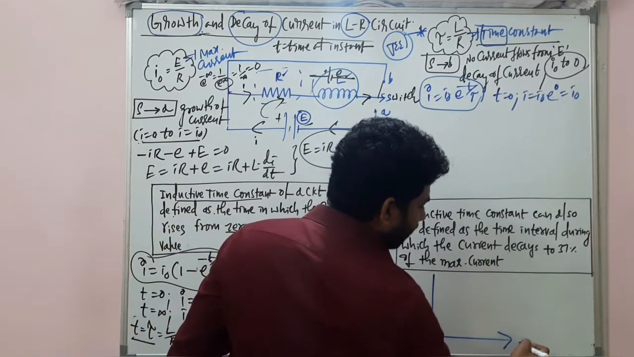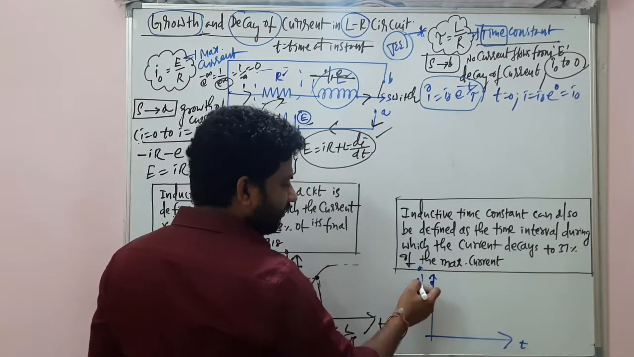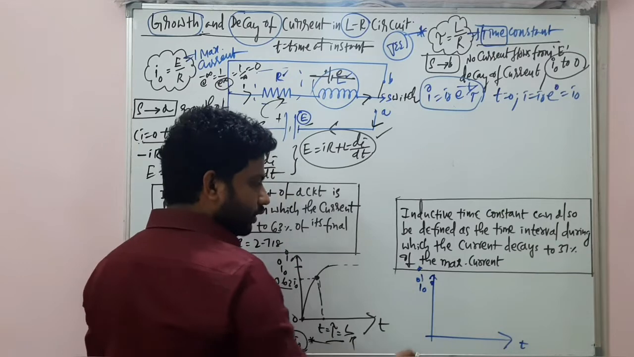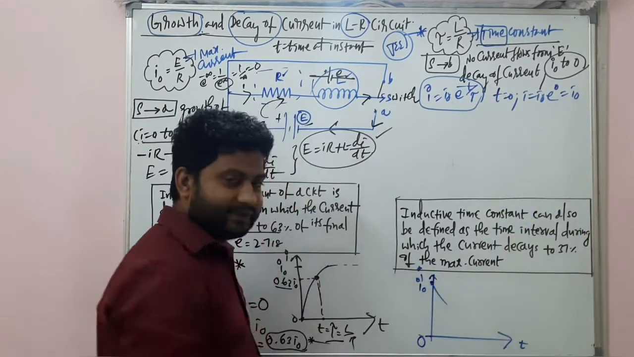Okay, so let me draw the graph also here. These are the time values and this is the current values. So this is the maximum value of the current. Imagine this is I naught. At time equal to 0, see, current value is maximum. Then the decay takes place.